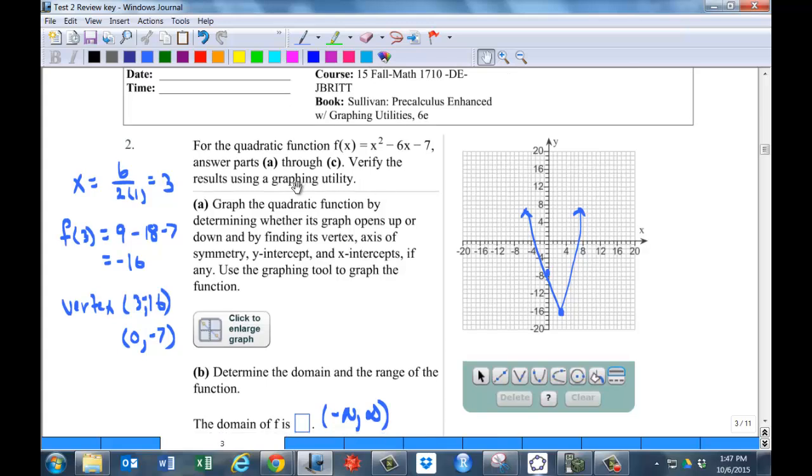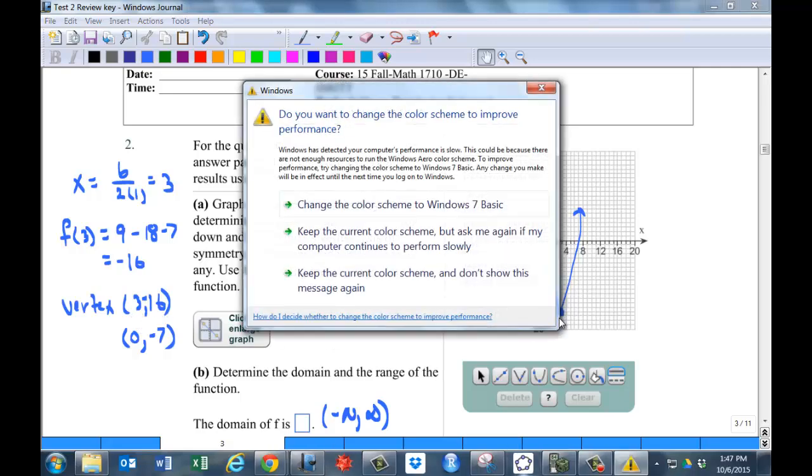Alright, question 2. I have a quadratic function. We want to graph it first. So to graph it, I find the vertex, which is x equals negative b over 2 times a. It's equal to 3, and then we just find the y value by evaluating the function at x equals 3. And we get minus 16. So the vertex is (3, -16).